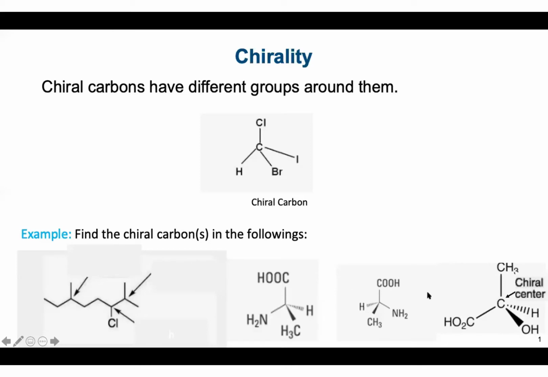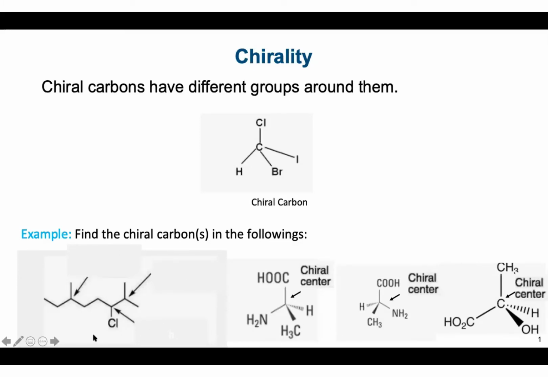What about the second one, guys? This carbon in the center is also chiral. What about this CH3 here, guys? This carbon in the CH3 is not chiral because it has three hydrogens around it, which are the same groups. What about this one, guys? The third one, also this compound, this carbon is chiral here.